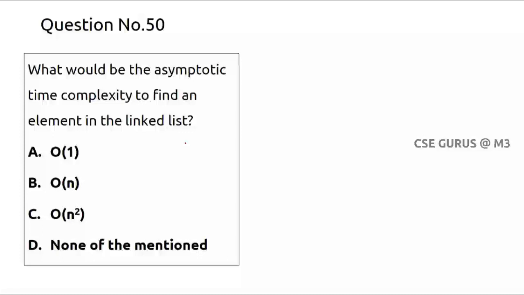Question number 50: what would be the asymptotic time complexity to find an element in the linked list? To find an element in the linked list, in the worst case you have to search through n elements, right? So that's why option B is the correct one. You can get big O of 1 when it is the first element itself, that means the element pointed to by head. Then you'll get big O of 1, but in the worst case you will get n. You never go for n square, right? So that's why this is the correct answer. Option B is the correct one.